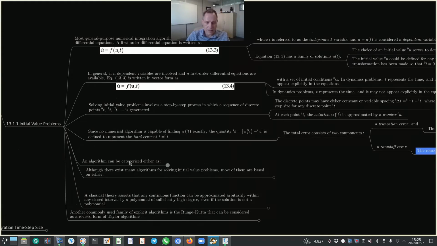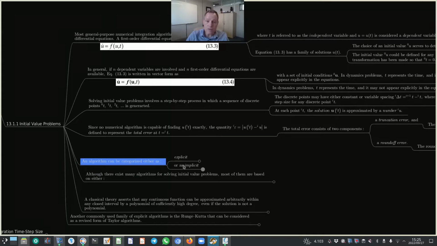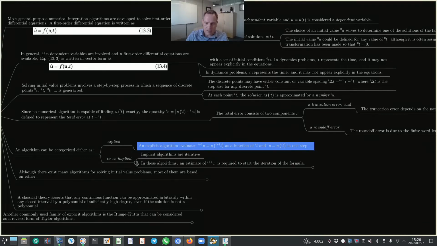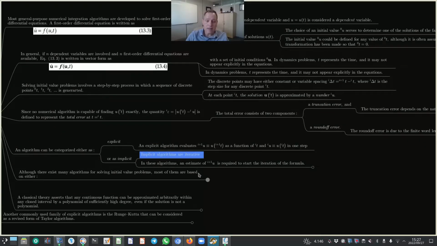Okay, so an algorithm can be categorized as either explicit or implicit. An explicit algorithm evaluates u at time instant i plus 1 as a function of the current time instant t_i and the current value of u_i. In other words, u as a function of the current time instant in one step. An implicit algorithm is an iterative algorithm. In these implicit algorithms, an estimate for the next u at instant i plus 1 is required to start the iteration of the formula.